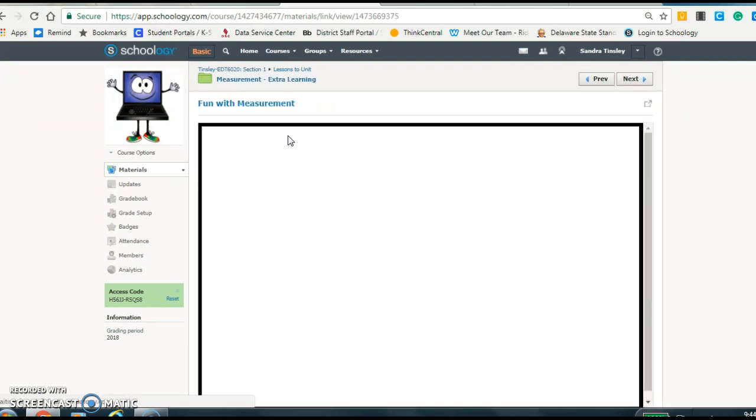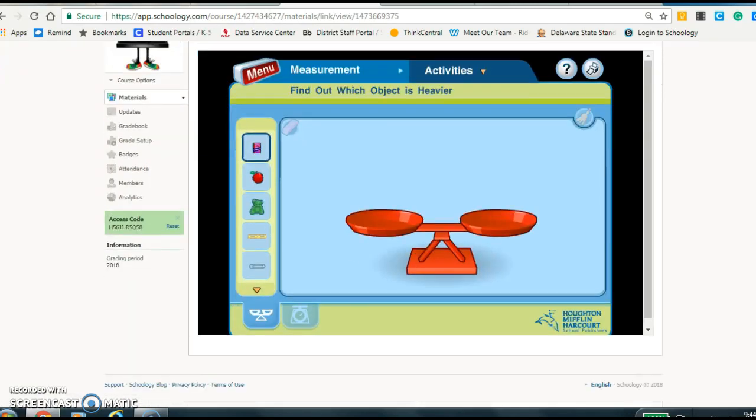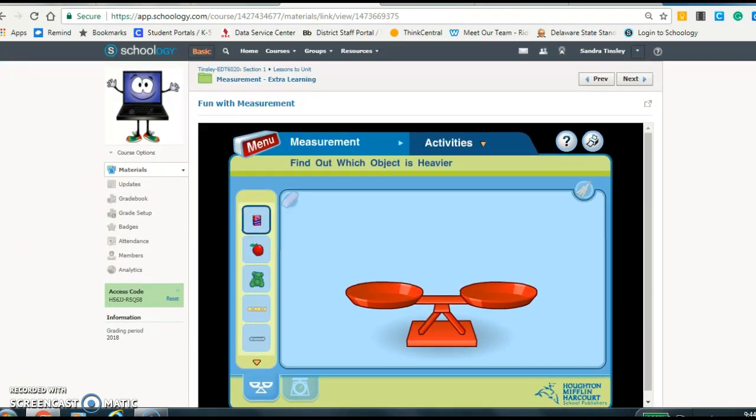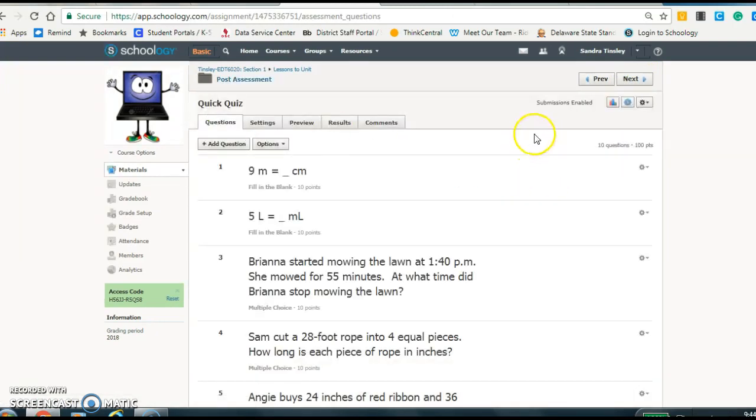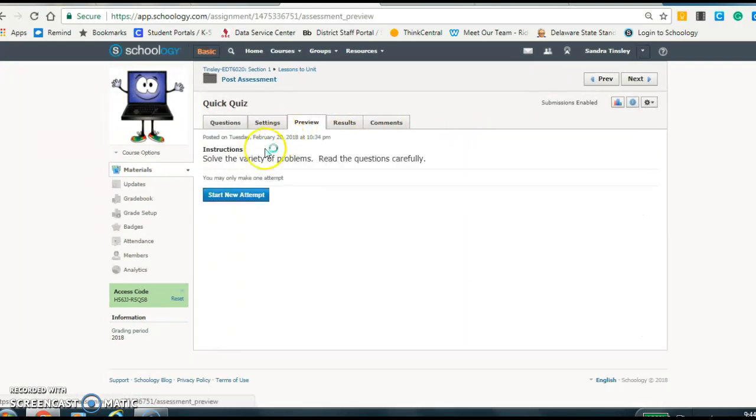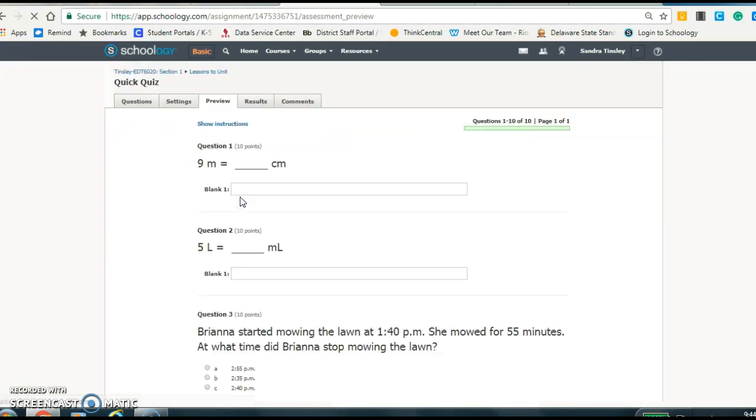I have something called Fun with Measurement that they can use throughout the unit to work on skills with measurement. And again, when they feel they're ready, they will take their quick quiz. Here I will preview my quick quiz, and this will end the unit.